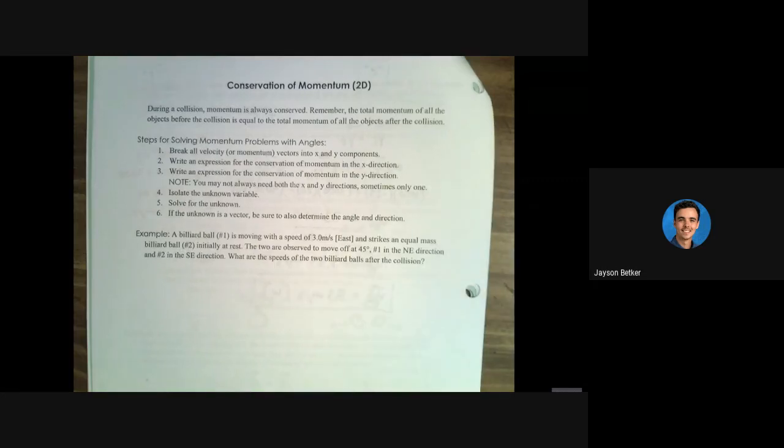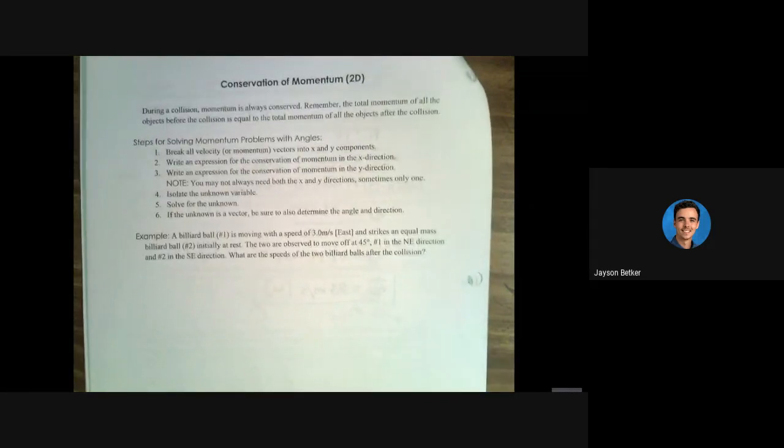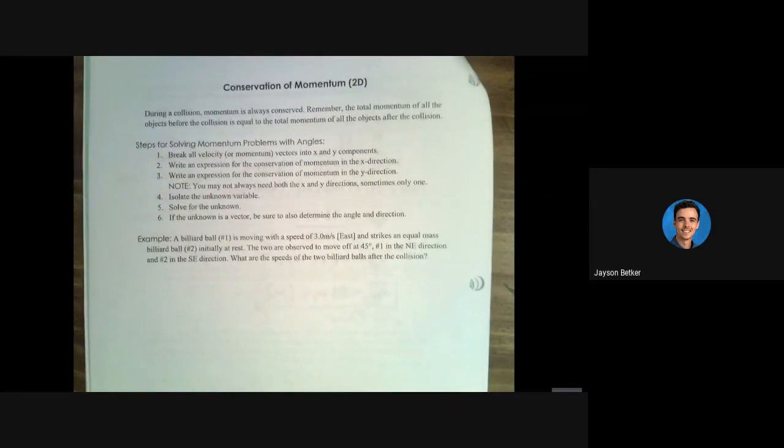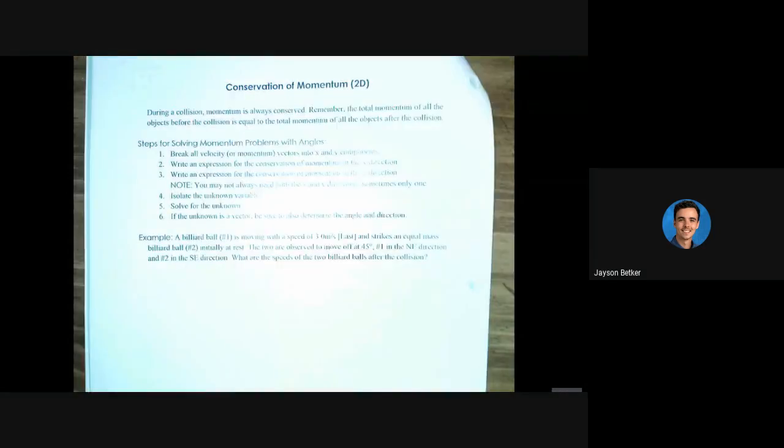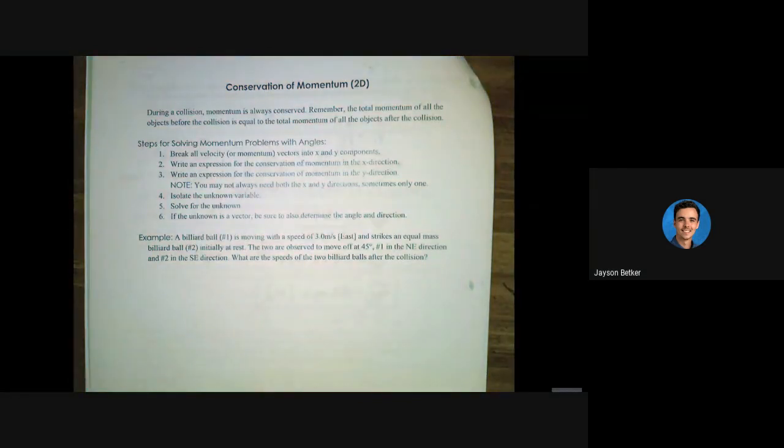Now, this doesn't change the fact that during a collision, momentum is always going to be conserved, okay? So remember, the total momentum of all the objects before the collision is always going to be equal to the total momentum after the collision.